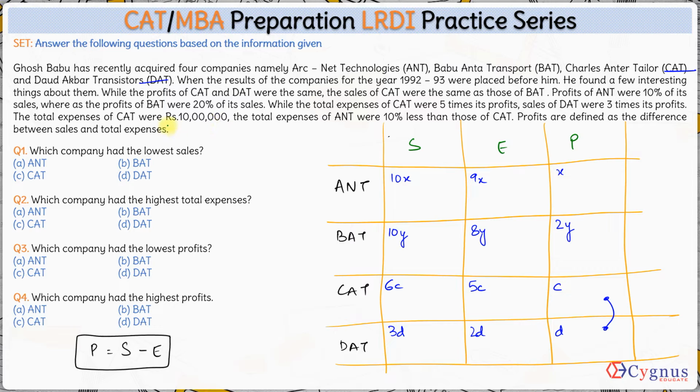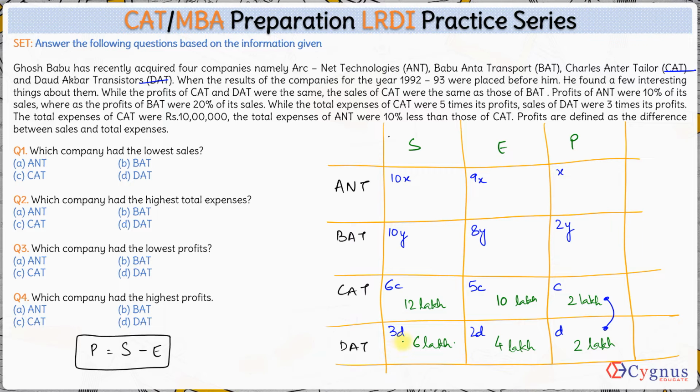We are given that the total expenses of CAT were 10 lakh rupees. That means 5C is equal to 10 lakh, so C is equal to 2 lakh. Hence the profit of CAT is 2 lakh. That means the sales of CAT will be 6 times 2 lakhs, that means 12 lakh rupees. Now since profits of CAT and DAT are the same, profit of DAT will also be 2 lakh. Hence the value of D is 2 lakh. That means expenditure is 4 lakh, and sales is 6 lakh over here.